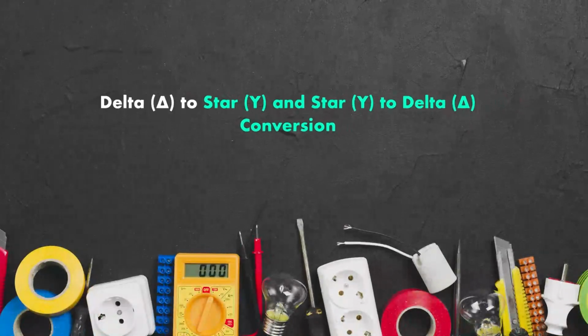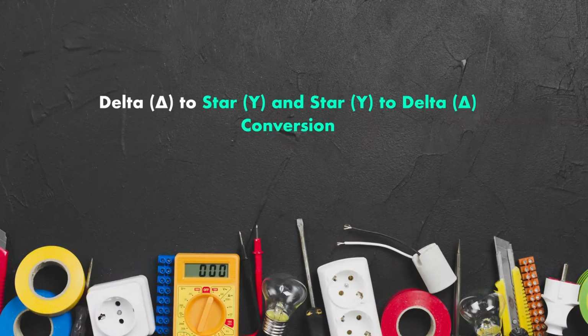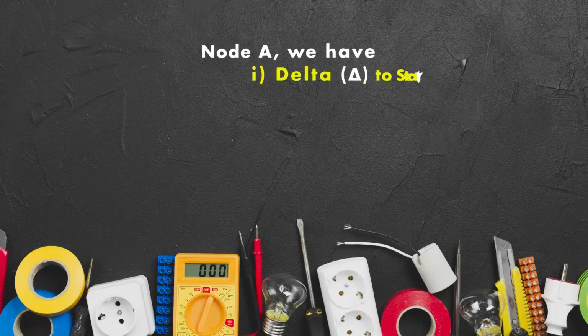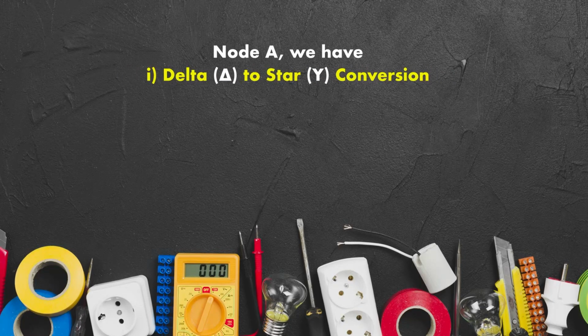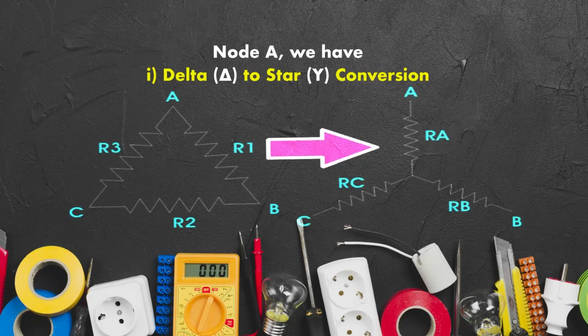Now we have to understand the delta to star connection and star to delta connection. Sometimes the technique of series parallel reduction is not always applicable. In that situation, star to delta and delta to star reduction is very useful. So first of all, we are going to convert delta to star connection. Consider a delta and star connection as shown in the figure below.